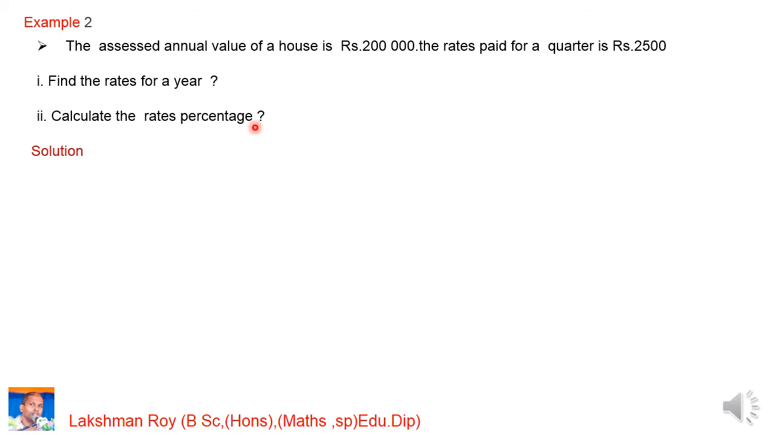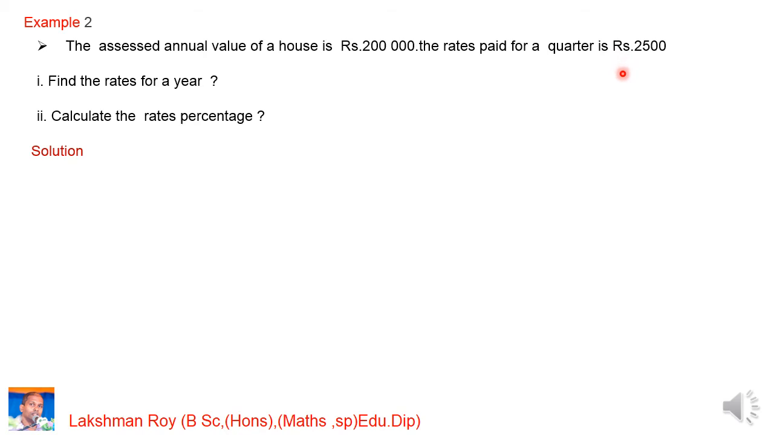Right, now we move to the solutions. Students see in Roman number 1 they ask for the rate for a year. In the question they have given that the rate paid for a quarter is 2500 rupees. So the rate paid for a year means 4 times 2500, because a year has 4 quarters.